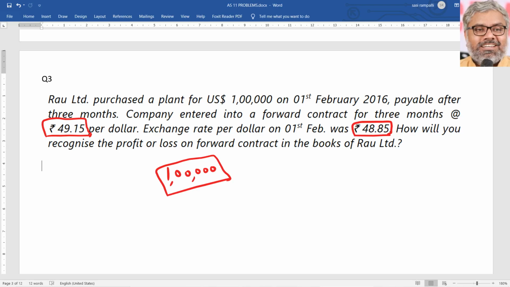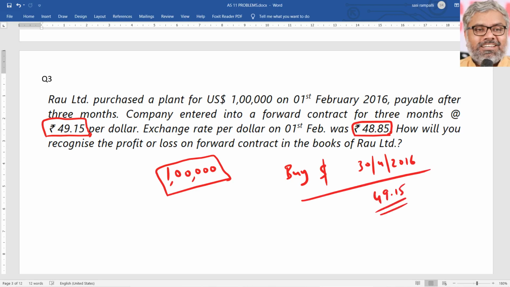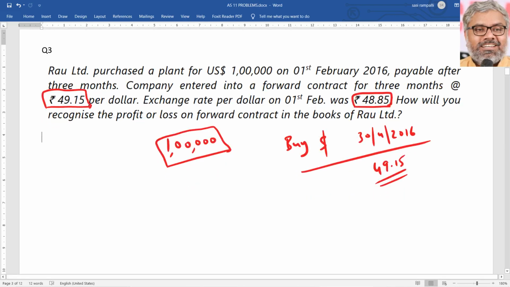In other words, now they have entered into a contract with somebody else. We don't need the other party. Rao Limited will buy dollars. On what date? On, let us say, 30th April 2016 at the rate of 49.15 rupees per dollar. The transaction or contract is already entered into. Settlement will not happen now.